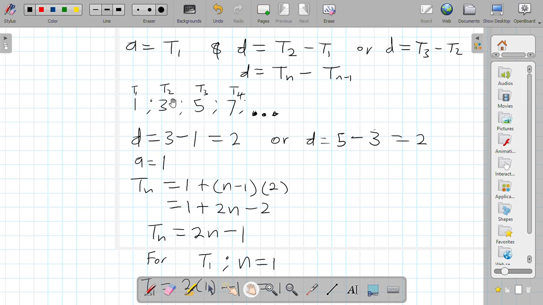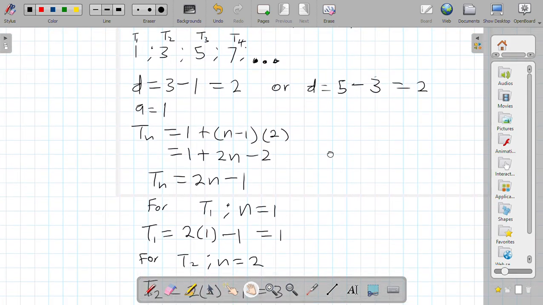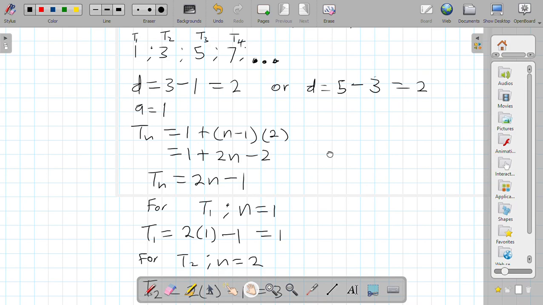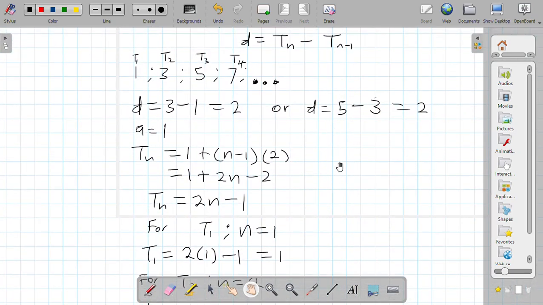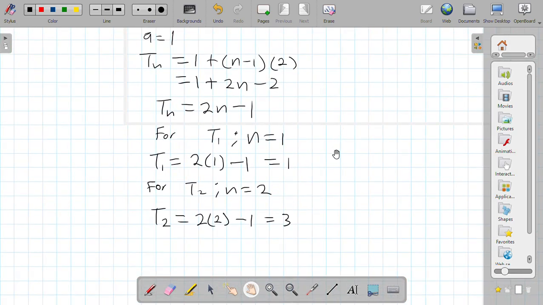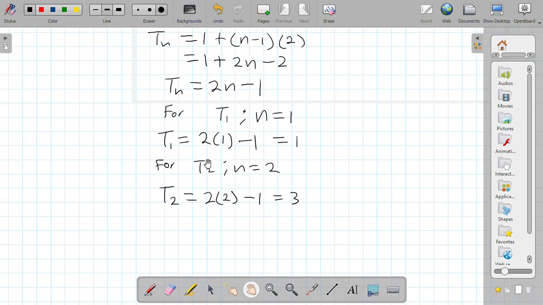For an exercise, try to verify that term number 3 is equal to 5, term number 4 is equal to 7, and also find, say, term number 6. To find term number 4, you just let n equal 4 and plug it into this equation. For term number 5, you let n equal 5 and substitute into this equation once more, and you simplify to obtain your value.